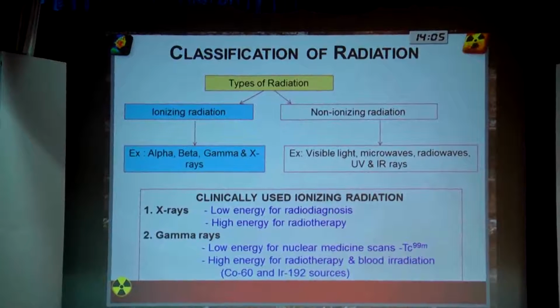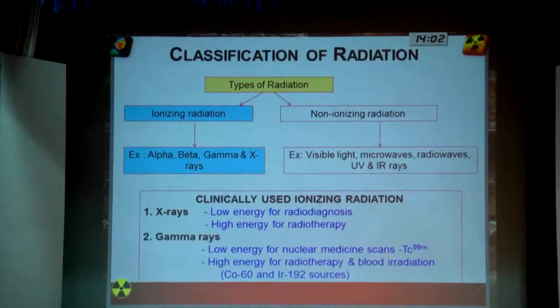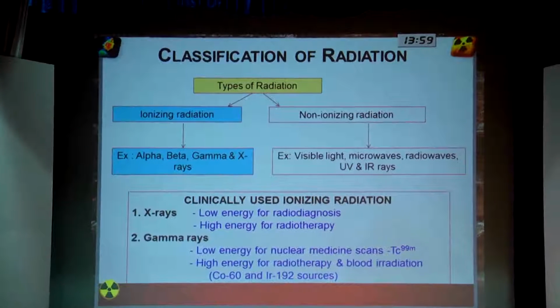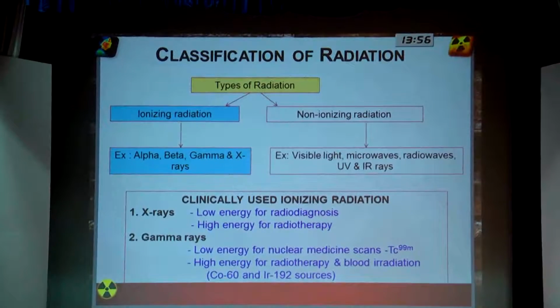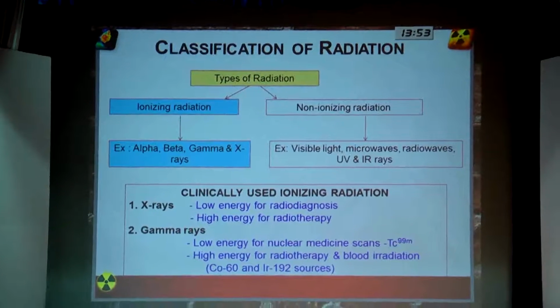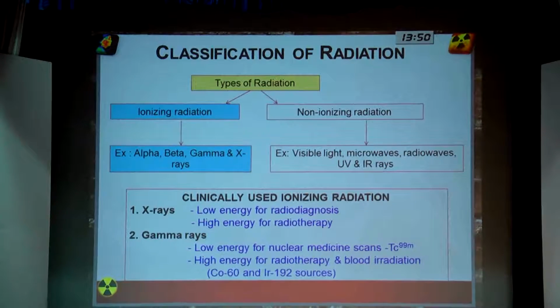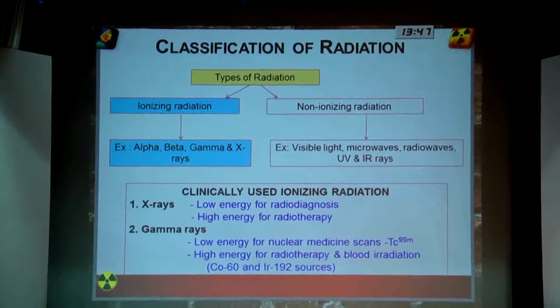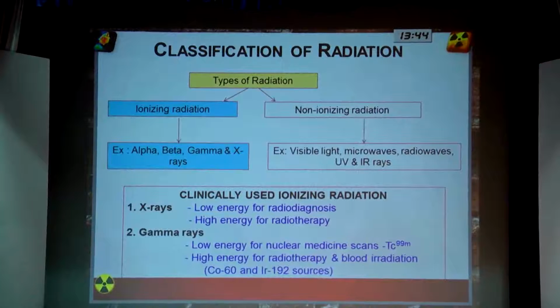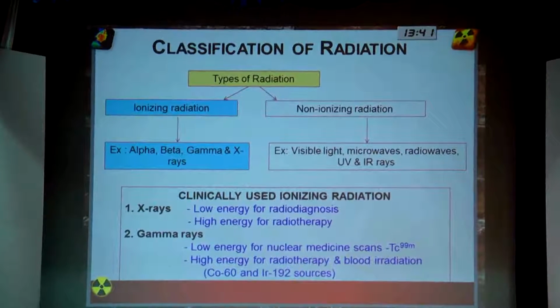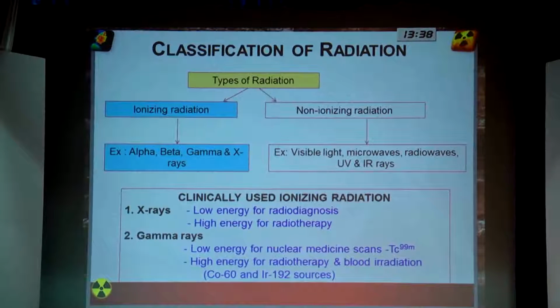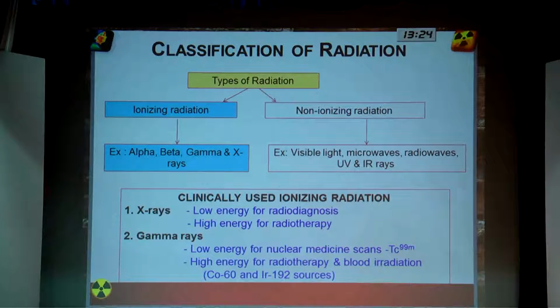So a few slides on the physics part of it and the biological effects. We know that radiation can be broadly classified as the ionizing and non-ionizing type. And we'll be focusing on the ionizing type of radiation, that is alpha, beta, gamma, and X-rays. In a hospital like ours, we use mostly gamma and X-rays, and of course, beta in nuclear medicine. The low-energy X-rays are used in radiodiagnosis, and high-energy X-rays are used in the linear accelerators in radiotherapy. Gamma rays are also used. The low-energy gamma rays like technetium-99m are used in nuclear medicine scans, and we use the high energy for cancer treatment.